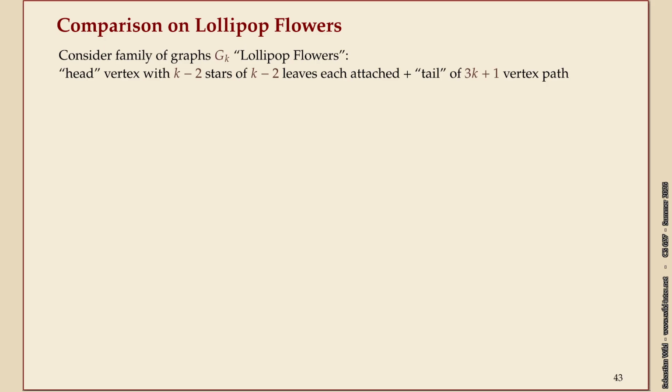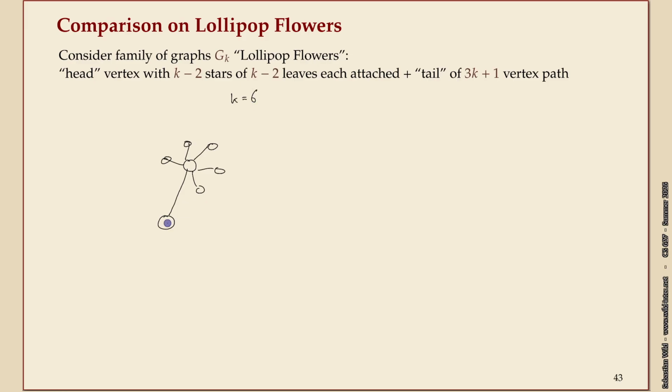And now let's look at a very specific family of graphs. I called them lollipop flowers for lack of a not-used name. This one's super silly, but okay. So it's a family of graphs, G_k, where k is some parameter. And then there's a part here where we have these kind of dandelion-shaped flowers. Let me maybe draw the concrete example for k equals 6.